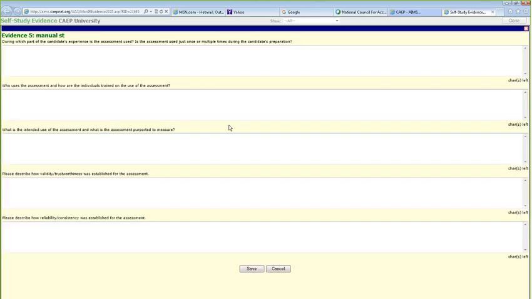And here they are. Okay, you can click under those EPP-wide assessments and just click on that little icon, and here come the 5 questions. During which part of the candidate's experience is the assessment used? Who uses it and how are folks trained? What's the intended use? I mean, what's the assessment supposed to measure? How was trustworthiness established, validity, and how is consistency established, reliability. So for any EPP instrument that you upload, these are the 5 questions that you will answer.